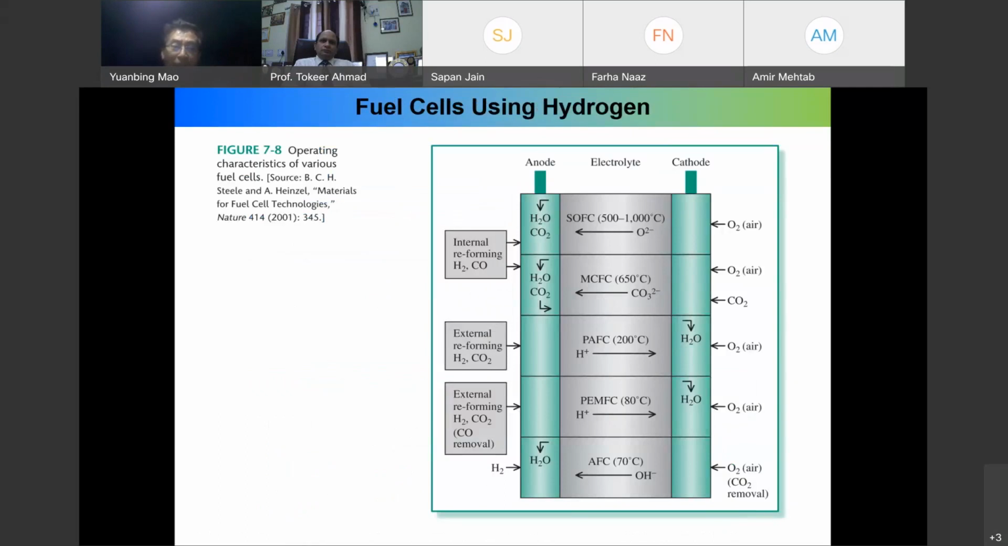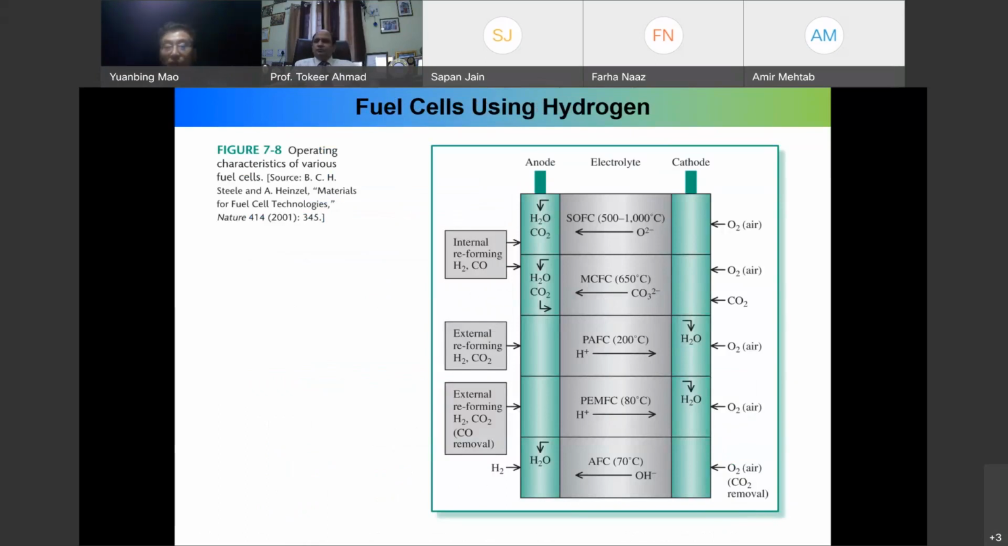So then we talked about hydrogen generation, and how we use it. We miss one part: how do we store it? Because if we want to transport it from one place to another, we have to store it.